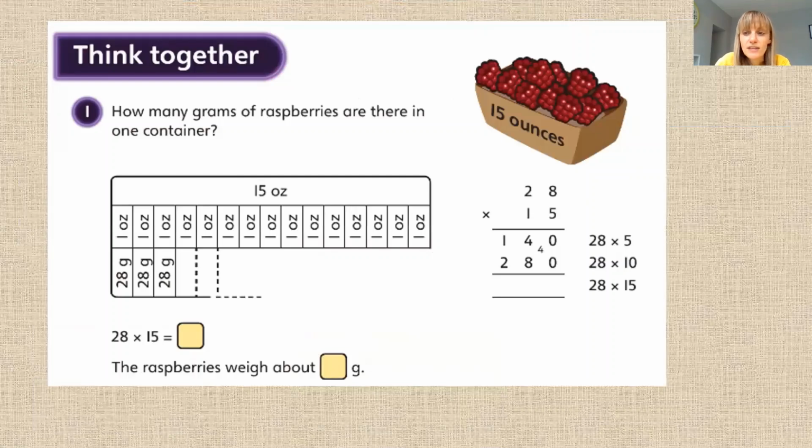All right, so here's some think together ones to have a go at. How many grams of raspberries are there in 1 container? We know that 1 ounce is the same as 28 grams in metric units. So if we've got 15 ounces, we're going to have to multiply 28 by 15 because we want to know how many grams that's going to give us.